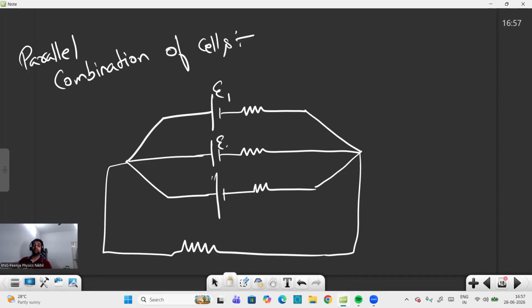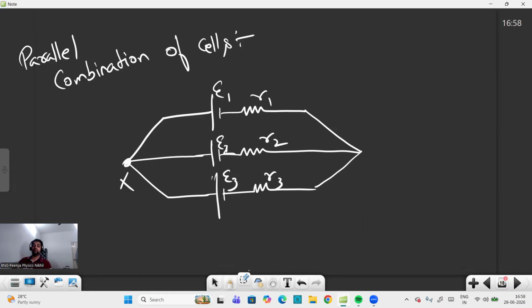The EMFs of the cells are E1, E2, and E3. Internal resistances are R1, R2, and R3. Correct? To understand it, here I will take the junction potential as X. And in place of the external resistance, I will take zero EMF here.